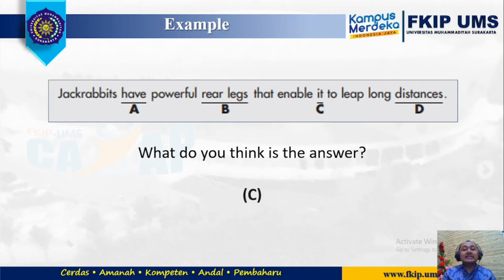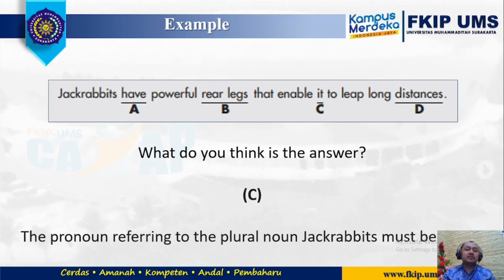That's right, this is C. Why? Let's take a look at this. Jack rabbits have powerful rear legs that enable it to leap. It here belongs to rear legs. Legs means two, right? Rear legs, there are two legs here. So when it here is the pronoun for rear legs, it should not be it but them. So it should be: jack rabbits have powerful rear legs that enable them to leap long distances. Basically, the pronoun referring to the plural noun must be plural.